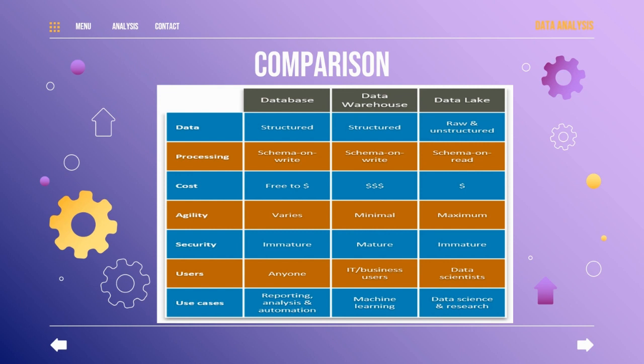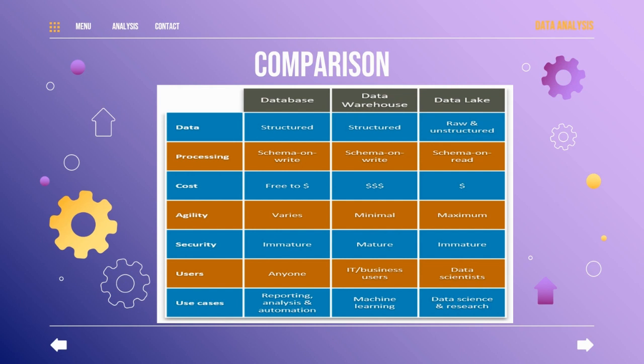Here is the comparison of the databases, data warehouses, and data lakes, and in what ways they differ. First, let's take the data. As I have mentioned, the data in the database is structured and data in the data warehouse is also structured. When coming to the data lake, it is raw and unstructured. Next, processing. It is schema on write processing. We can edit the format, and in the data warehouses also we can edit them. But when coming to data lakes, we can only read them.